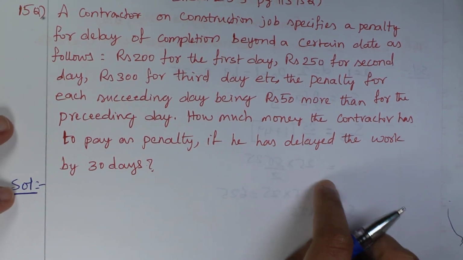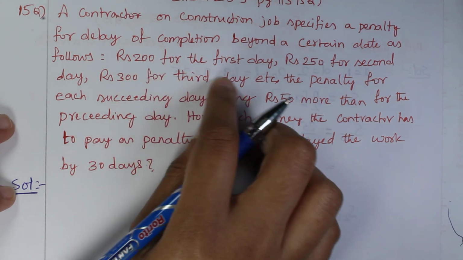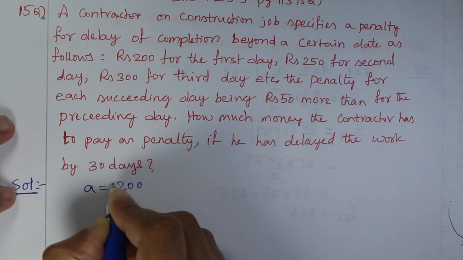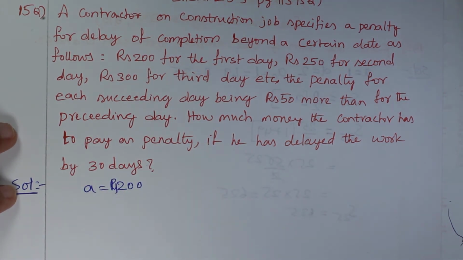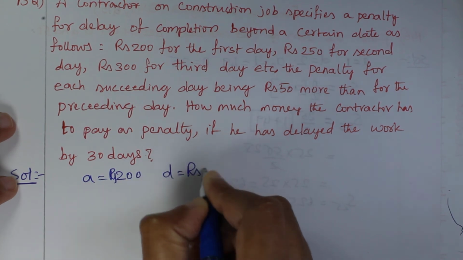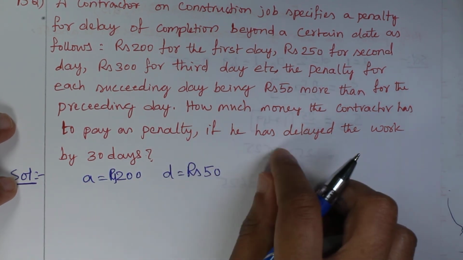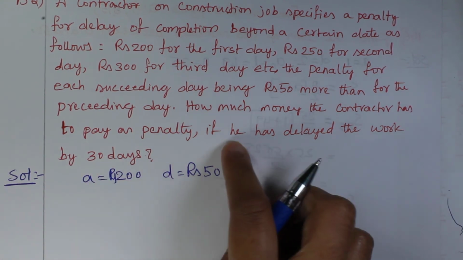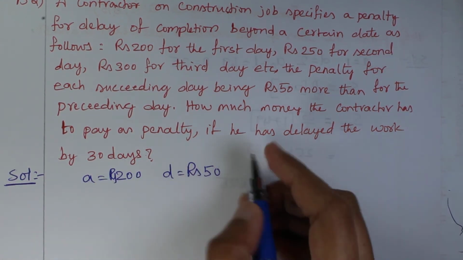Now what is the first day penalty? a is equal to rupees 200. And common difference d becomes rupees 50. He is asking us to find out the penalty if he has delayed the work by 30 days. So n becomes 30.